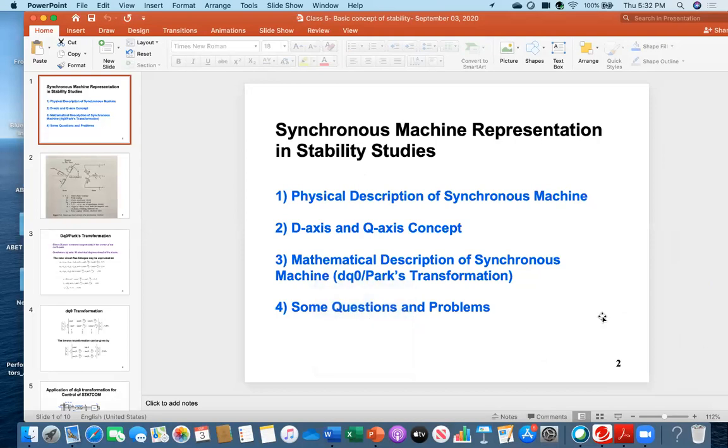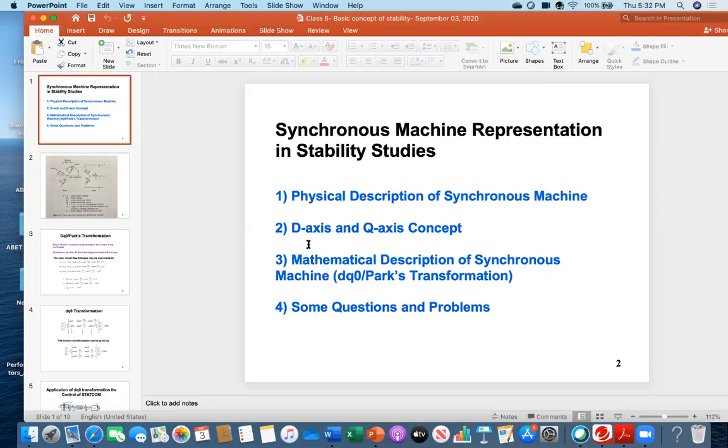So everybody, today's topic is synchronous machine representation in stability studies. From now on, we are gradually going deeper into that stability concept. Today we'll be looking at the physical description of a synchronous machine in terms of d-axis and q-axis.